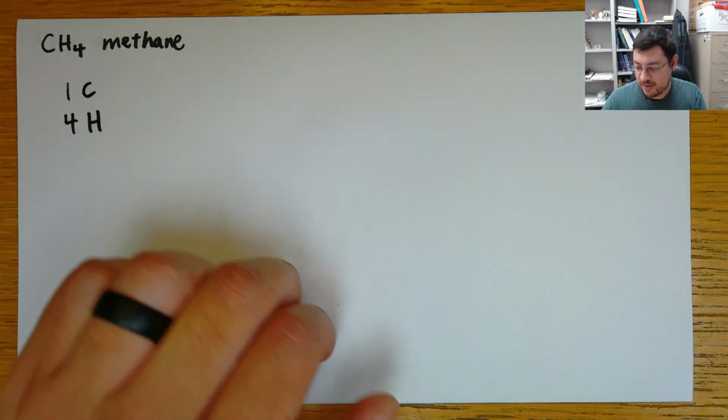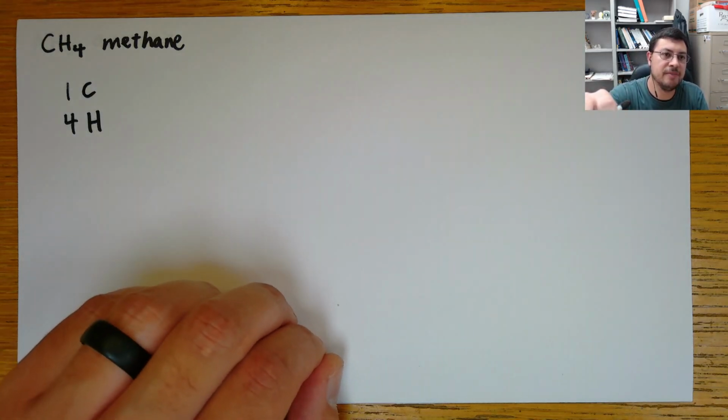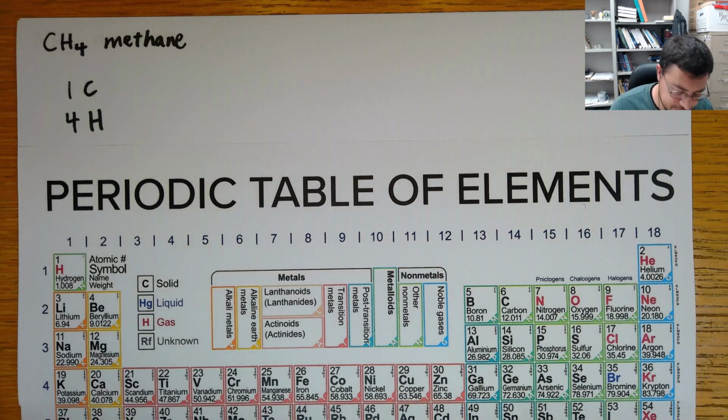Go to your periodic table and figure out how many valence electrons you have for each. All right, I'll give you a second. Okay, here's my periodic table.